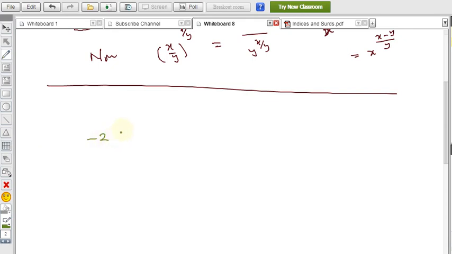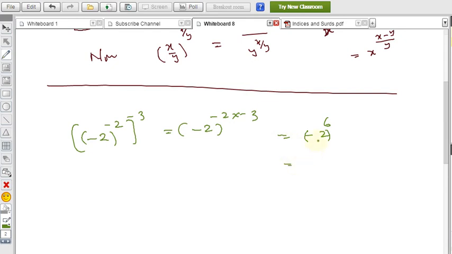Minus 2 to the power minus 2, whole to the power minus 3. So minus 2 to the power, this into minus 2 into minus 3. So minus 2 to the power 6. Minus 2 whole to the power 6.